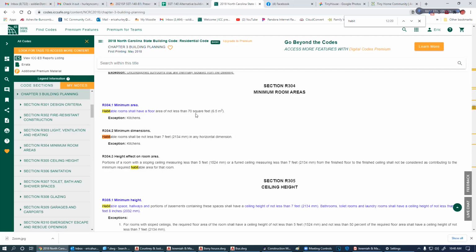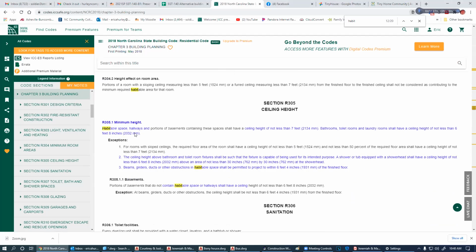All right. A habitable room should not be less than 7 feet in any horizontal dimension. Well, guess what? I only have 7 feet in one direction. And when you go into heights, 7 feet for a ceiling height. Bathroom's not less than 6'8". That's still not what that other one was. But, you know, if I want to live under a rock, I want to be able to live under a rock.